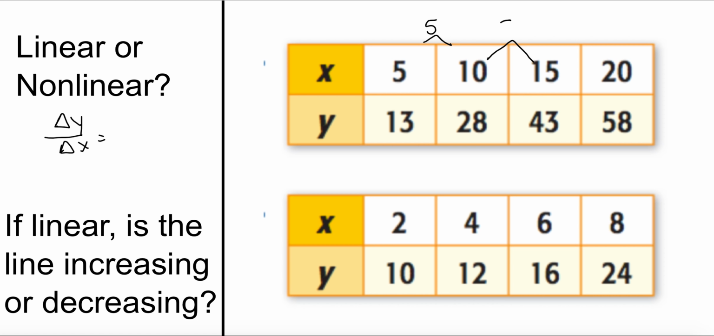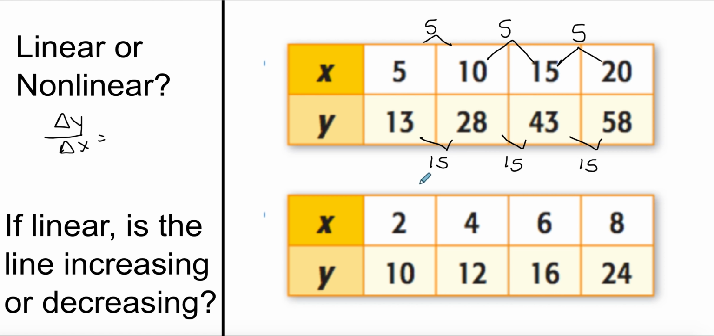15 minus 10 is 5. 20 minus 15 is 5. 28 minus 13 is 15. 43 minus 28 is 15. And 58 minus 43 is 15.